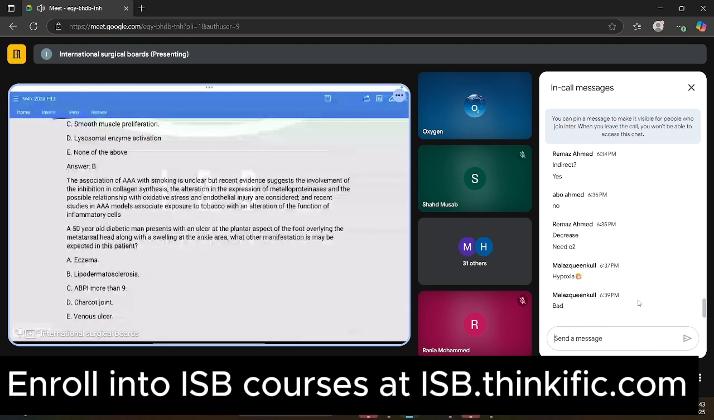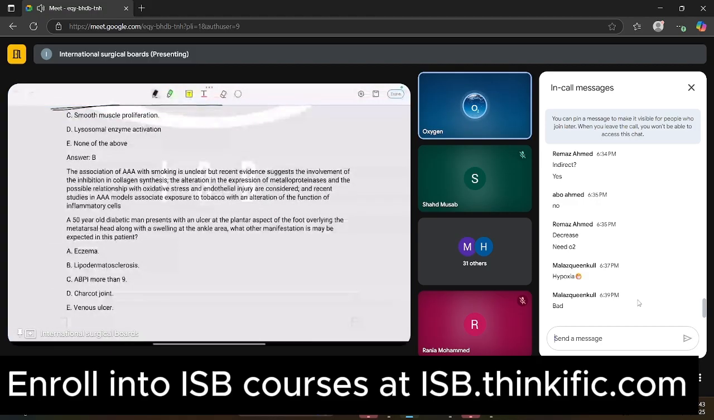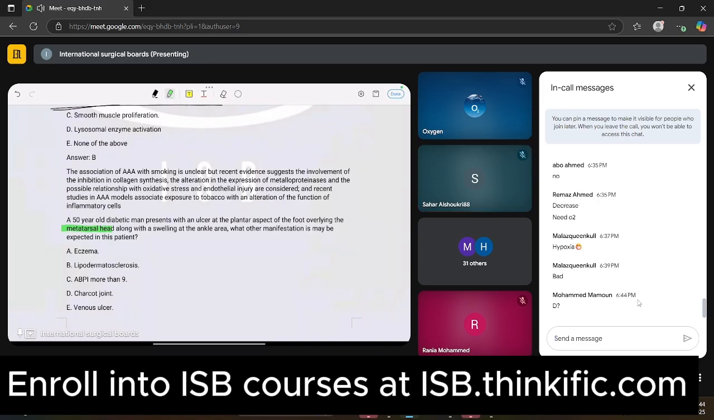A 50-year-old diabetic man presents with an ulcer at the plantar aspect of the foot, overlying the metatarsal head, along with swelling at the ankle area. What other manifestation may be expected in this patient? Eczema, lipodermatosclerosis, ABPI more than 0.9, Charcot joint, or venous ulcer. Charcot joint. Okay, Dr. Sahar said Charcot joint.